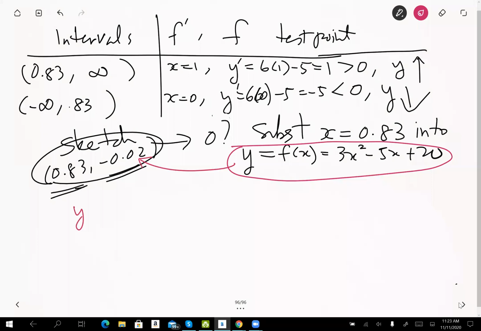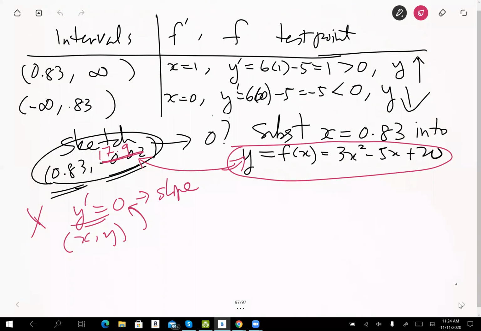When y prime equals 0, that is the slope. To get the point, the answer is not negative 0.02, sir. It is 17.9. Yes, correct. You don't put it into y prime, because y prime is the slope, and we don't want the slope now. You want the point where the slope is 0. So you substitute into the function, and you get 0.83, 17.9.